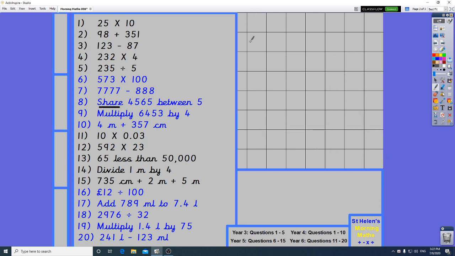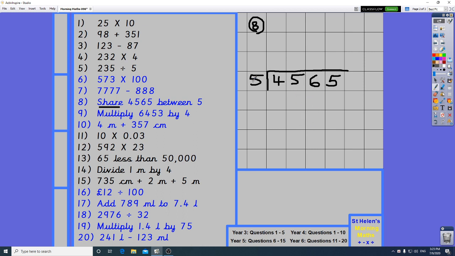Share means divide, doesn't it? That's one thing I'm confident Year 4s are going to know, is that divide means share. And when we're dividing, we are sharing. 4,565 shared between 5. Otherwise known as how many 5s will fit into 4,565.